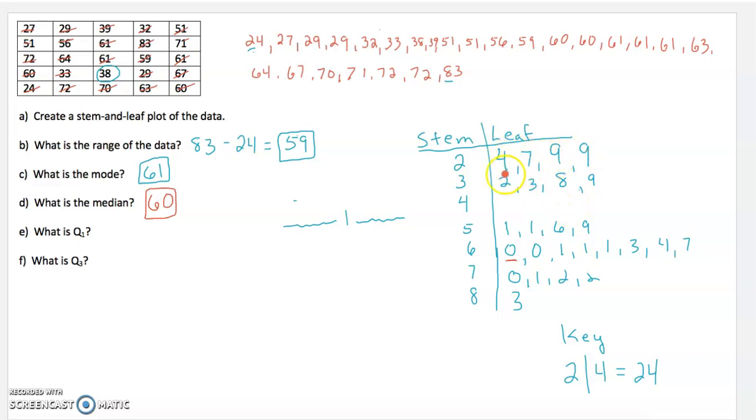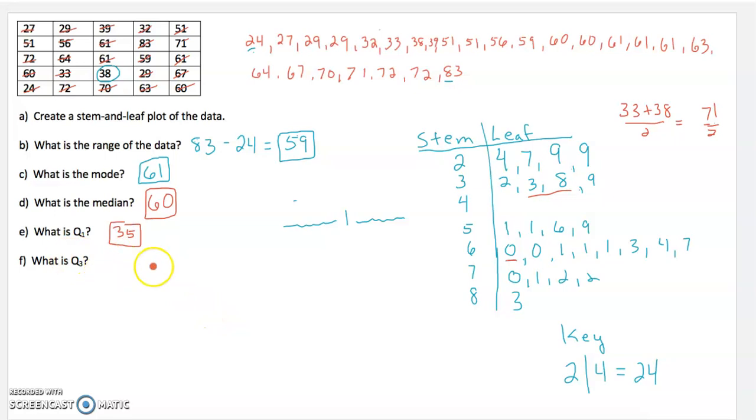So 1, 2, 3, 4, 5, 6, and 7. So these 2 are the ones in the middle. So I have 33 and 38. So I have 33 plus 38. And then we divide that by 2, because remember, when there's 2 numbers in the middle, we add those 2 numbers together and then divide by 2. So 33 plus 38, that's going to give us a 1 there. That's going to be 71 over 2, which is 71 divided by 2, which equals 35. So Q1, I apologize, equals 35.